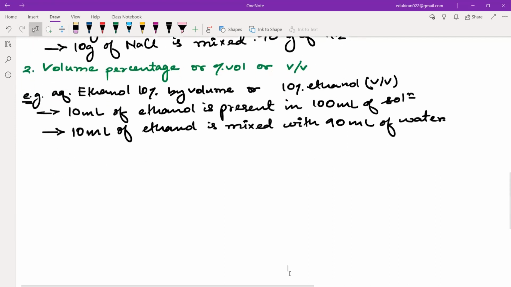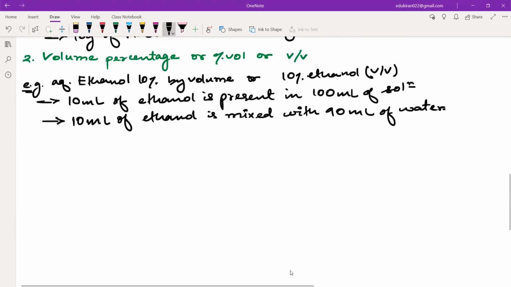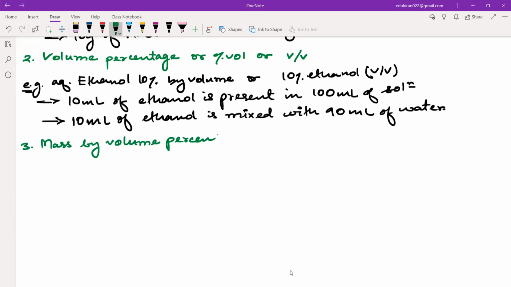There is one more, which is known as the mass by volume percentage. Third is mass by volume percentage. Now, what is mass by volume percentage? In this, I will just give you an example. There is nothing such as you'll be asked to calculate the mass by volume percentage. For example, you have been given, okay, this is M by V, sorry, not M by V, rather this is W by V.